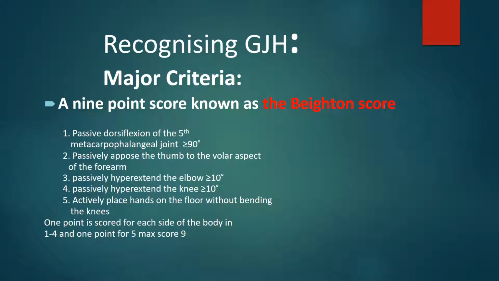The criteria for diagnosing generalized joint hypermobility and the cutoff point is generally used at anything more than 4. So anyone that scores more than 4 in this criteria is diagnosed as having generalized joint hypermobility. This cutoff point does change when we're looking at younger children, for example, because they tend to be more flexible naturally.